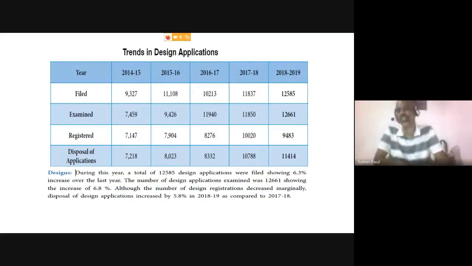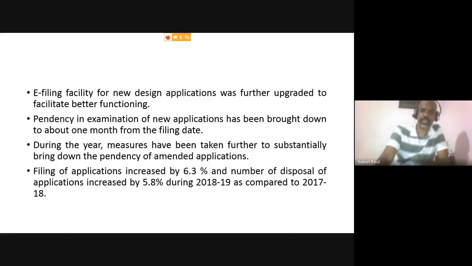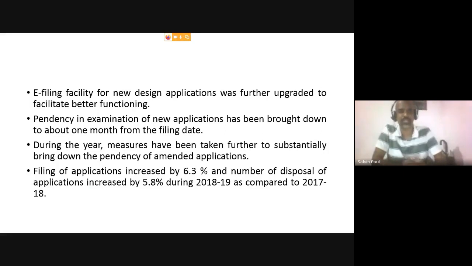The design trends and applications are also okay. Especially, 12,585 applications were filed and 9,483 registered, and disposal was 11,000. And there is a 6% growth over the last 5 years. In the recent trends, an e-filing facility has been introduced so that the pending applications are all expedited, and you can do filing online.